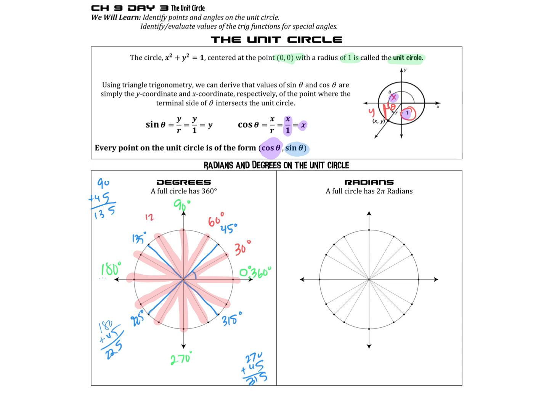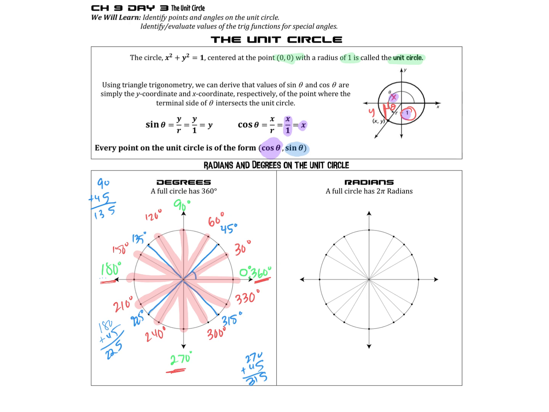90 plus 30 is 120. 120 plus 30 is 150. 150 plus 30 is 180, which we already have. If I add 30 to that, I get 210, 30 more, 240, 30 more, 270, which we already have. 30 more, 300, 30 more, 330. If I add it again, I get back around to 360.